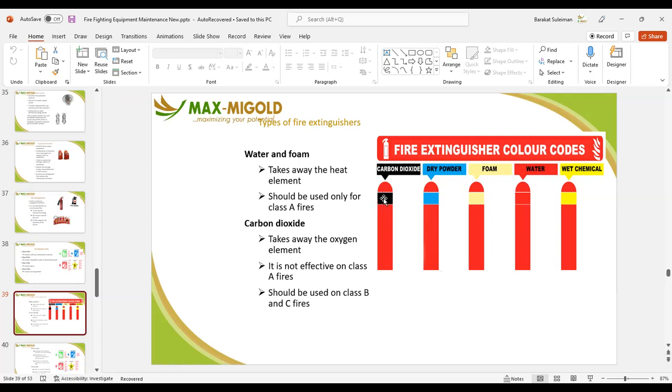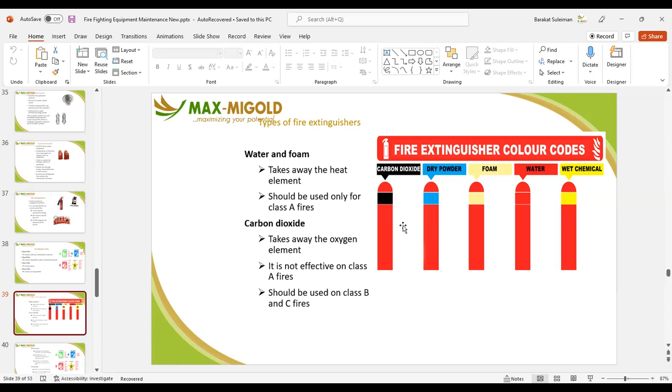So CO2 is actually black, the new cylinders, but the new convention now is that all fire extinguishers are actually red in color. All of them are red. So how do we distinguish a CO2 from a DCP? Is the color coding. By the neck of the bottle of that cylinder, if it's color black, then it is CO2. If it's color blue, it is DCP, dry chemical powder. If it is cream, it is foam. If it is color red, so it's blended with the bottle, it is water cylinder. And if it is yellow, it is wet chemical.